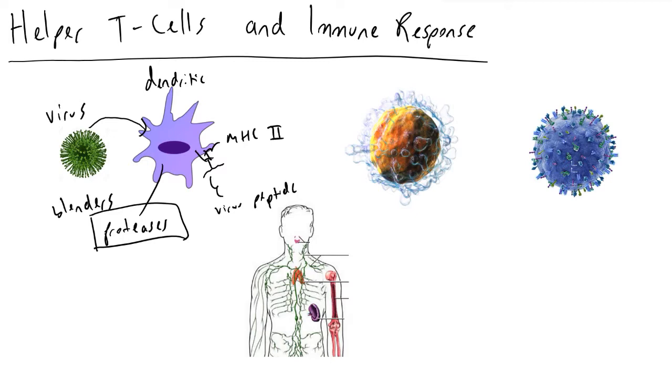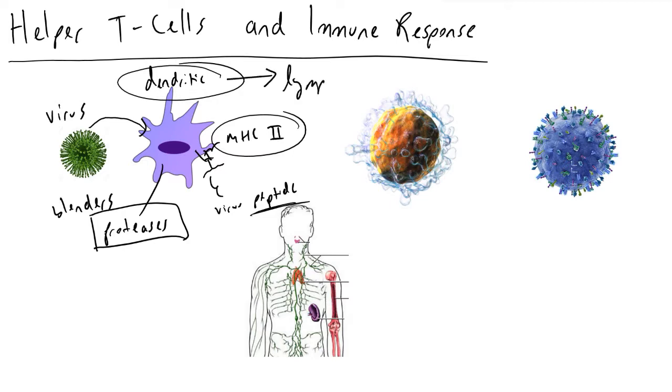So perhaps part of the virus's capsid was taken and chopped up, and we have this particular sequence of amino acids. This viral peptide will now be displayed on the MHC2 complex of the dendritic cell, which is one of the cells of your immune system. And what this dendritic cell will then do is walk to the lymph node. In the lymph node, we're going to have a high concentration of your helper T cells and B cells.